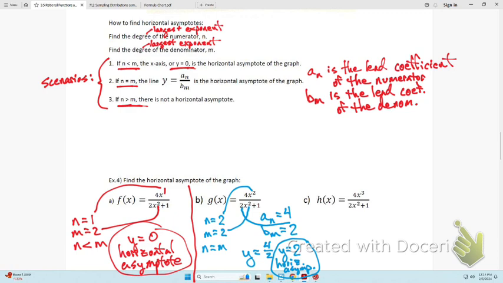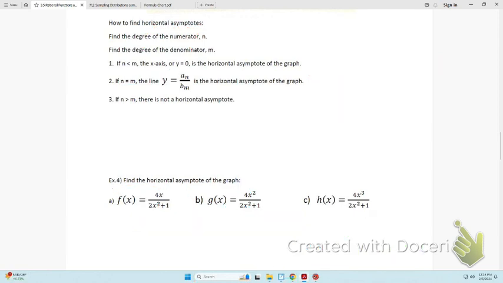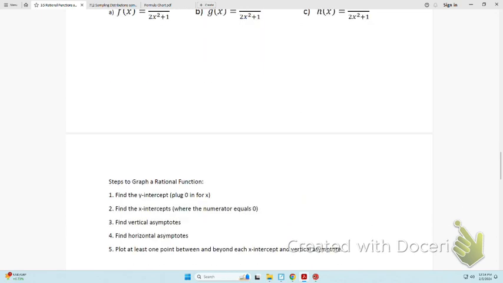All right, one more. For question C, n is 3, m is 2, n is larger than m, no horizontal asymptote. All right, let's give a whole problem a try. We're going to graph an entire rational function.